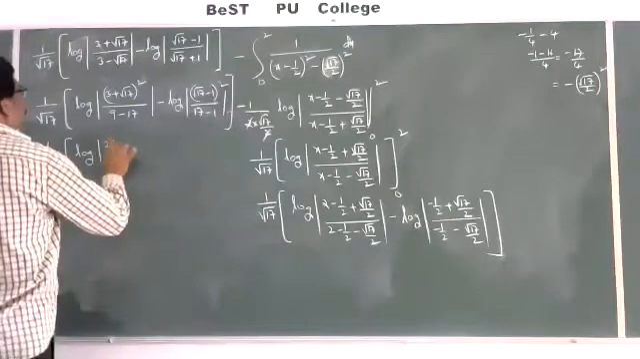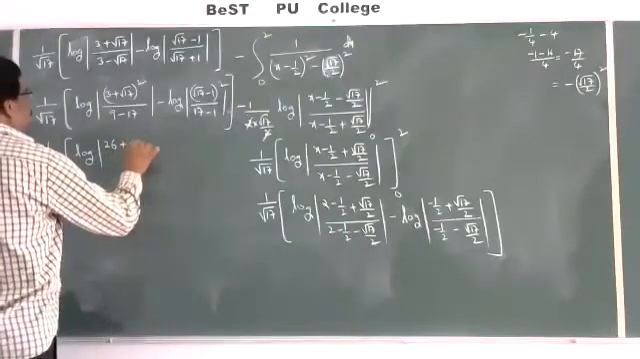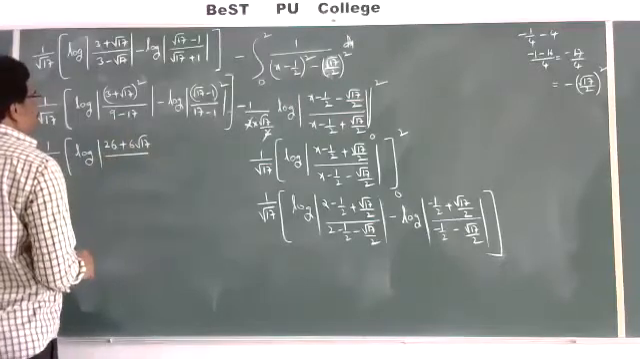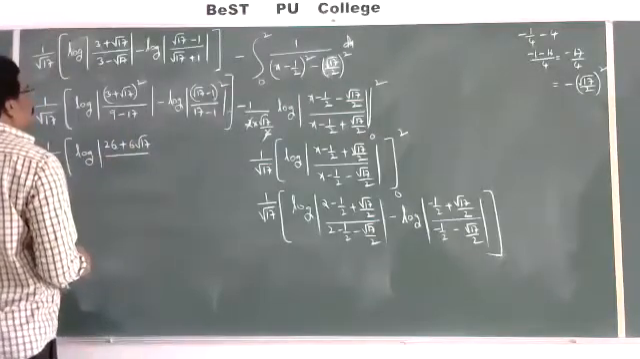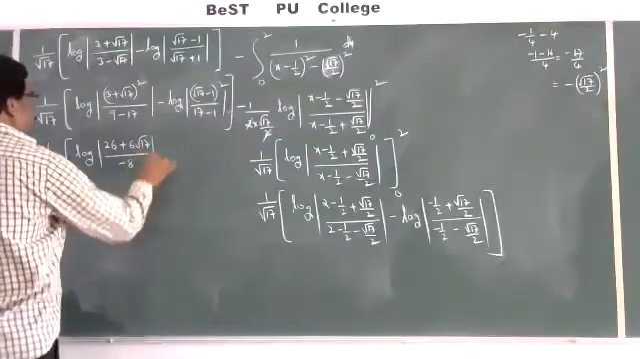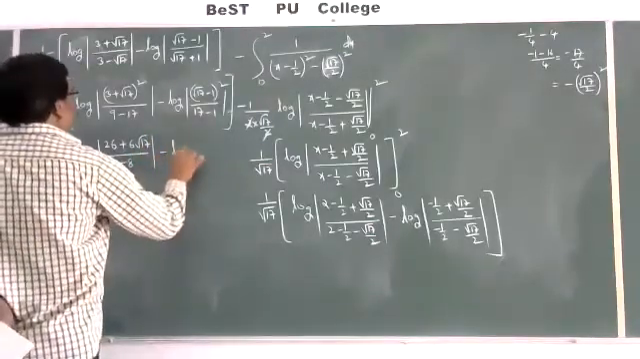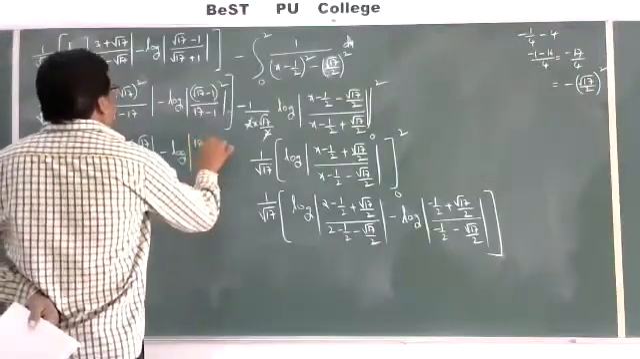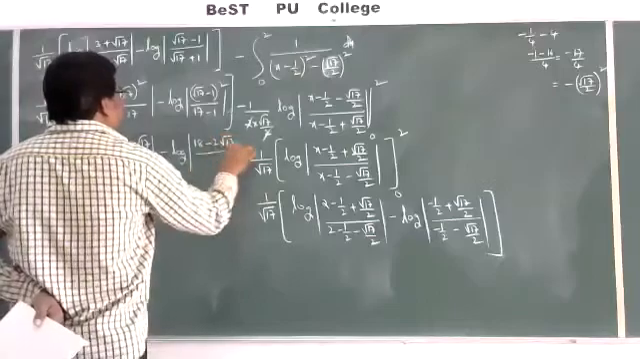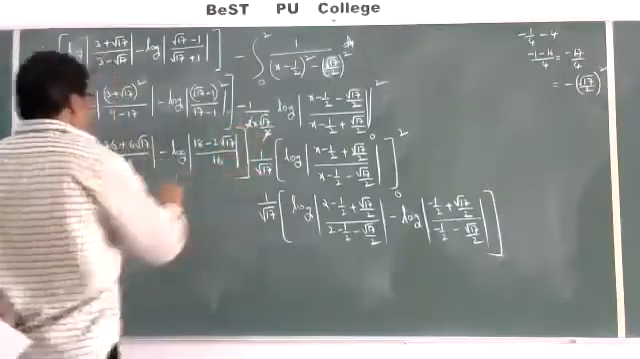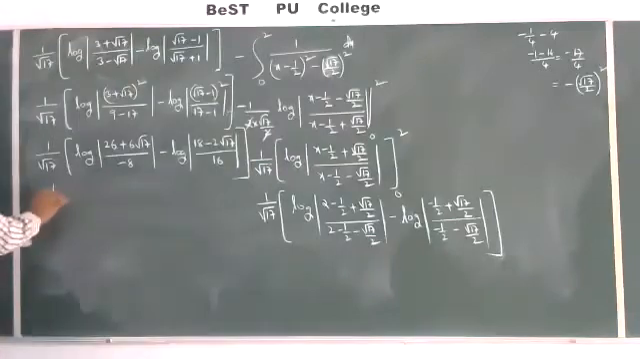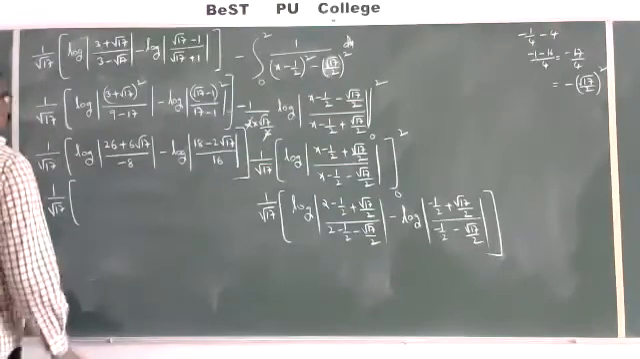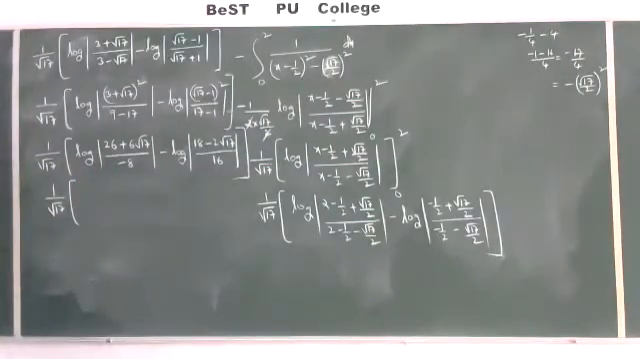9 plus 17, that is 26. 26 plus 6 root 17 by, so denominator here 9 minus 17, that is minus 8. Minus log mod 17 plus 1, 18. 18 minus 2 root 17 by 16. So here we got 1 by root 17. So 26 by 8.